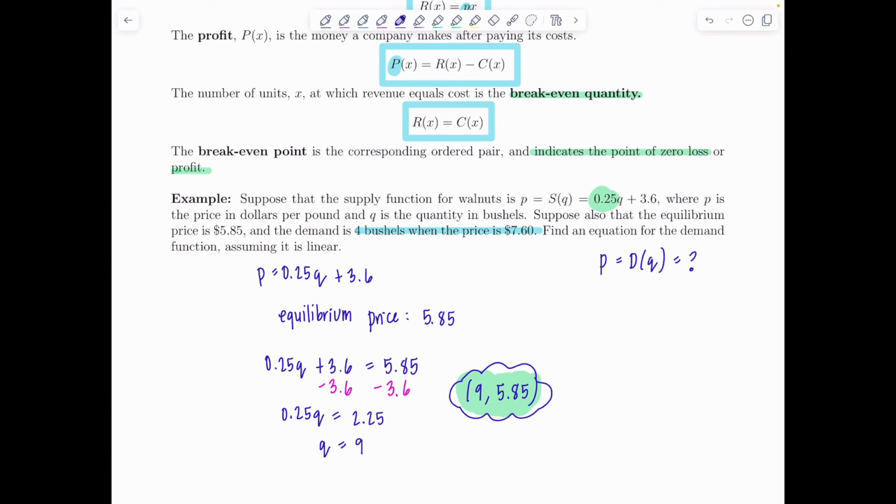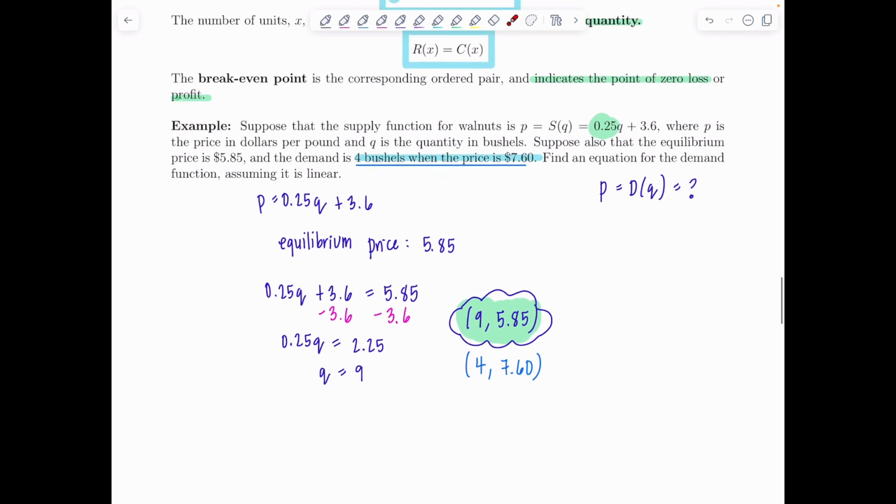And then they gave me one more piece of info about this demand function. It says the demand is 4 bushels when the price is $7.60. So that means Q is 4 when P is $7.60. So now I have 2 points that are on my demand function. I can go ahead and find the equation. I'm assuming it's linear. Using these 2 points, I can find the slope, and then I can use point slope form to find the equation.